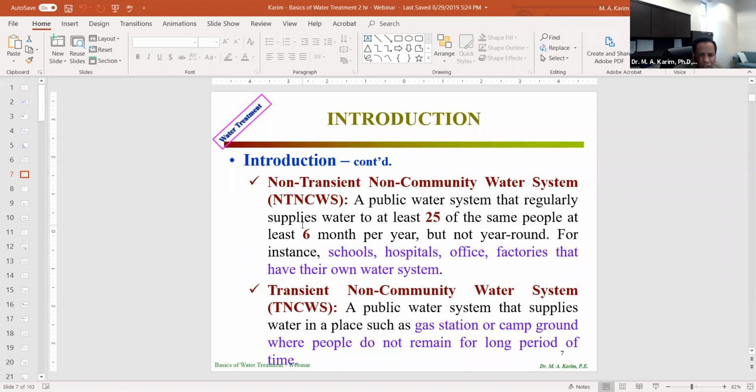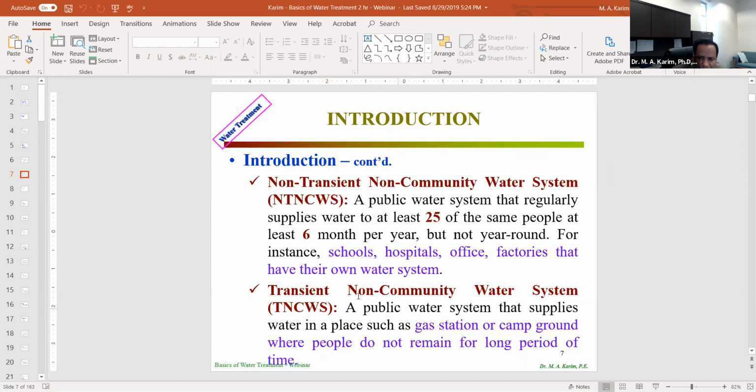But anyway, a non-transient, non-community water system is a public water system that regularly supplies water to at least 25 of the same people for at least 6 months, but not year-round. Then it's called non-transient. Examples are school, hospital, office, factories, and so on.